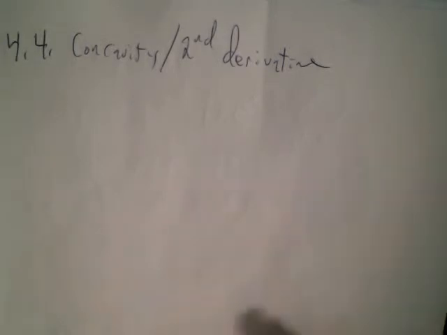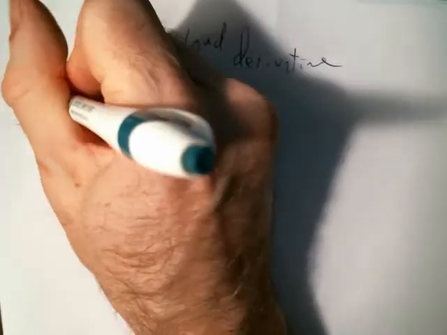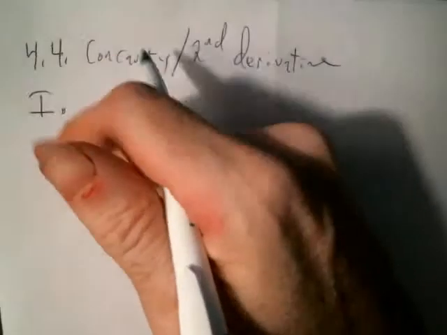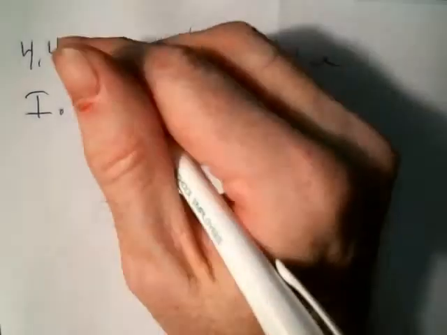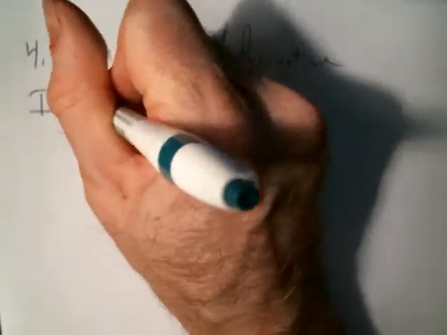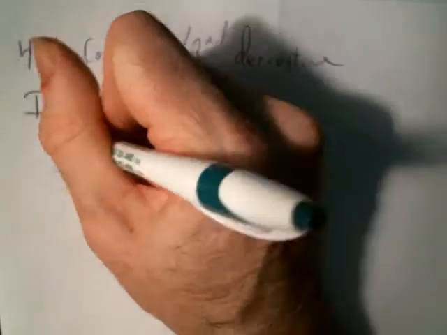So what is concavity? It's a way of characterizing the shape of a graph. The first derivative tells you whether the graph is going up or down. Concavity is telling you whether it is upward bowl-shaped or downward bowl-shaped. So first, some definitions of concavity.